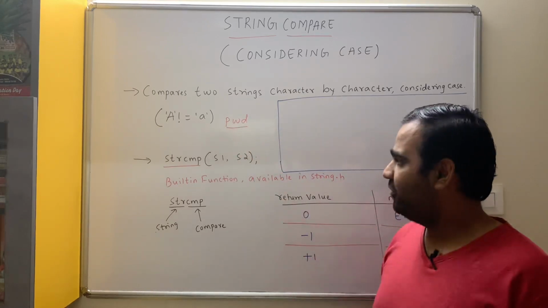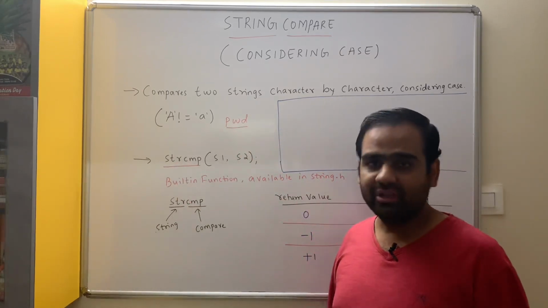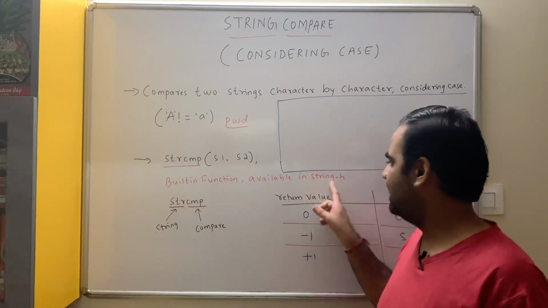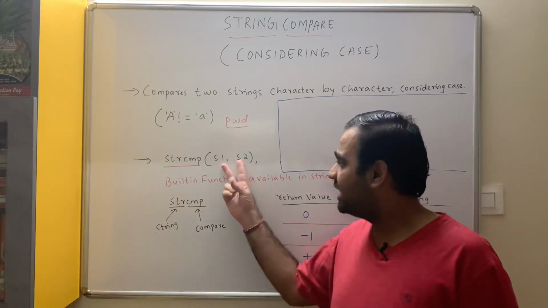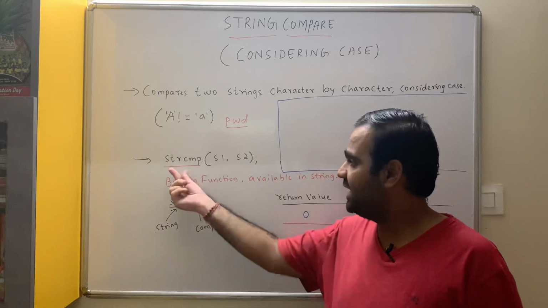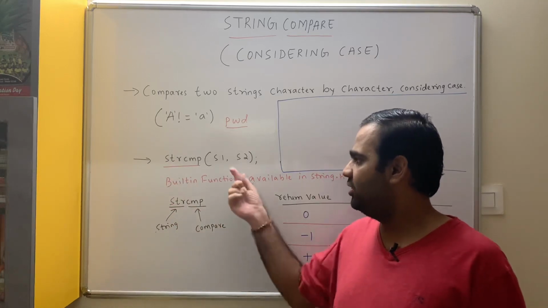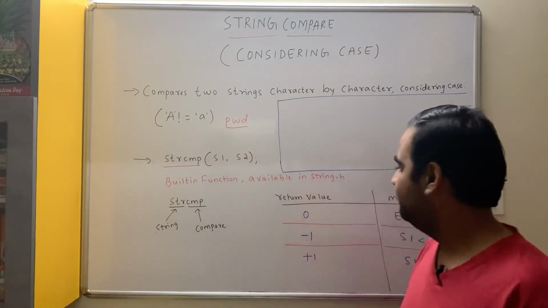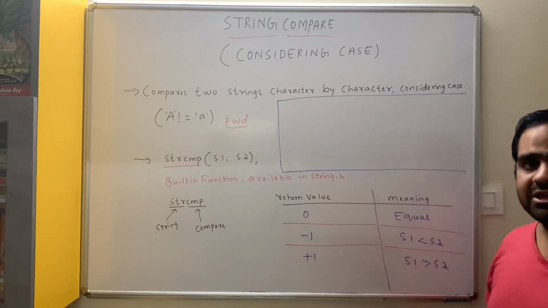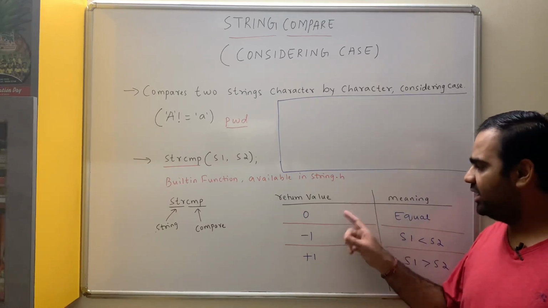Now what is the function? strcmp is a built-in function available in string.h and it compares two strings. Str means string and cmp is compare. Now how do we know that the strings are equal or not? By knowing the return value.